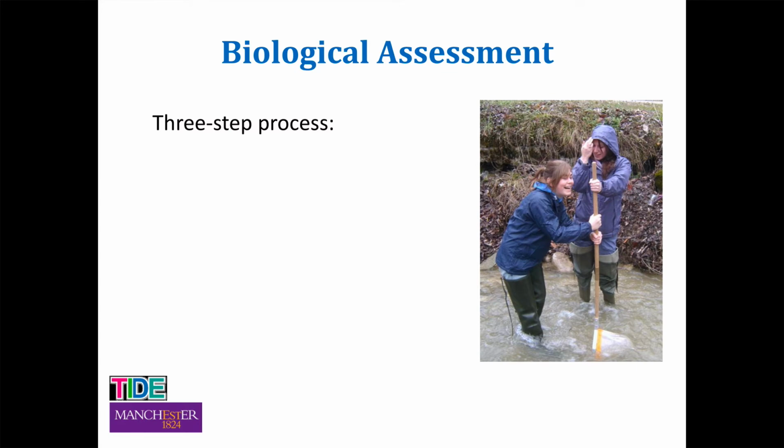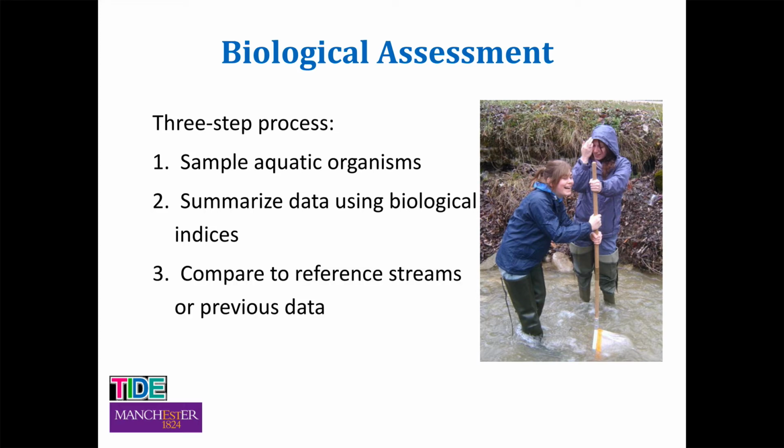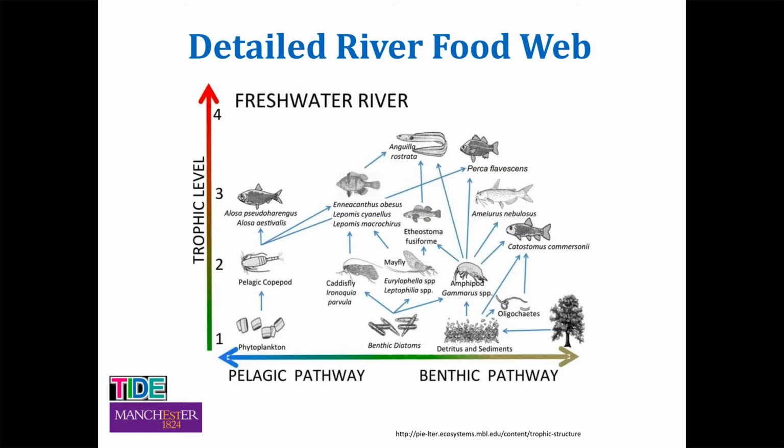So in order to do a biological assessment, it's a 3-step process. Firstly, you need to sample the aquatic organisms, obviously, like these 2 girls on the right, using a kick net. And then you summarise the data using biological indices, and I'm going to show you some of these later. And then finally, you compare to your reference streams or previous data or previous published information to see whether there's been any changes or significant impacts.